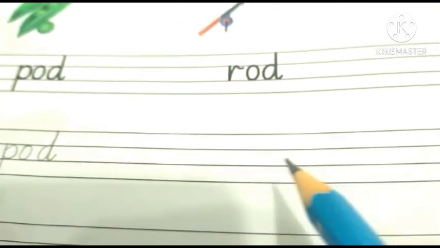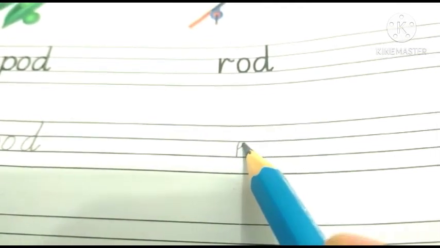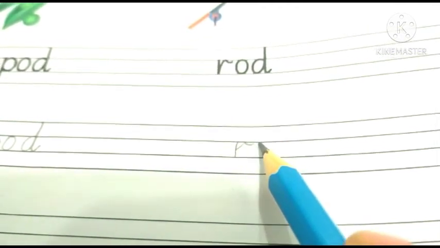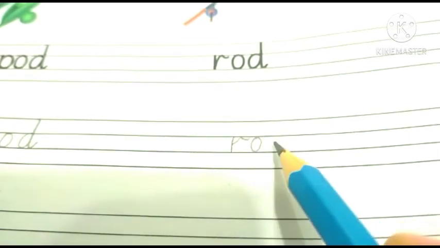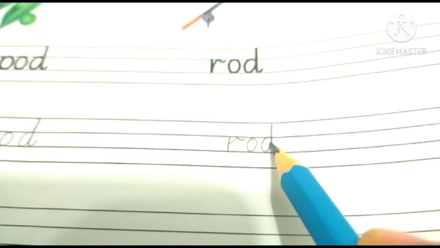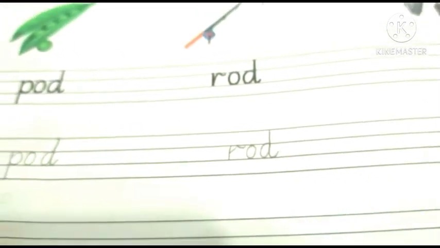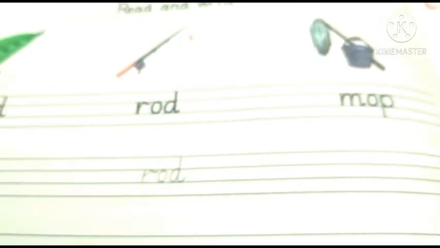Next word is rod. R-O-D, rod. Let's write rod. R is the sound of R. Write small r in middle 2 lines. Then O-D, od. R-O-D, rod. You will learn the spellings.